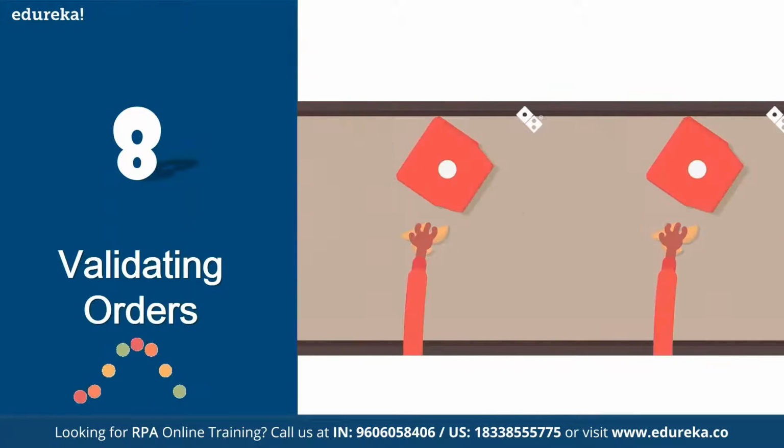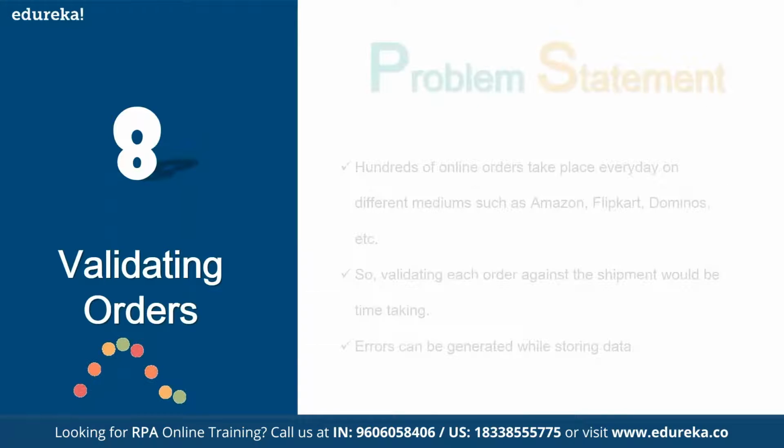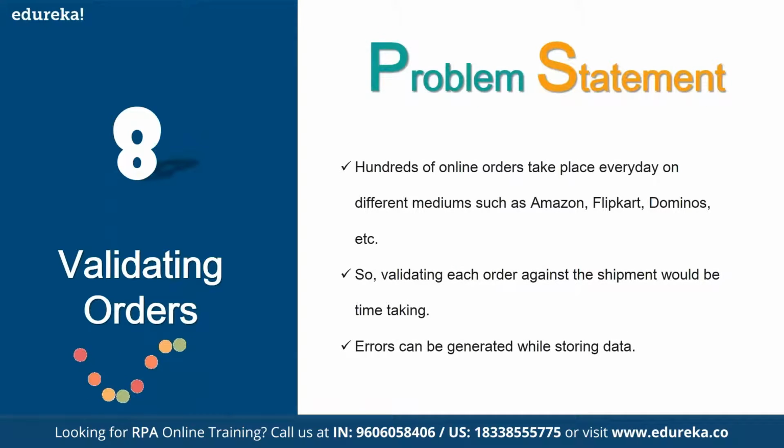Okay, you have to do shipment, right? It has to go to the customer. We have to do the shipment. Okay, like here again, hundreds of online orders take place every day on different mediums such as Amazon, Flipkart, Domino's, etc. So validating each order against the shipment, that is what it is. Okay, you have received an order, have you shipped it? You have to do this validation on a daily basis, because if any order misses the shipment, what happens?